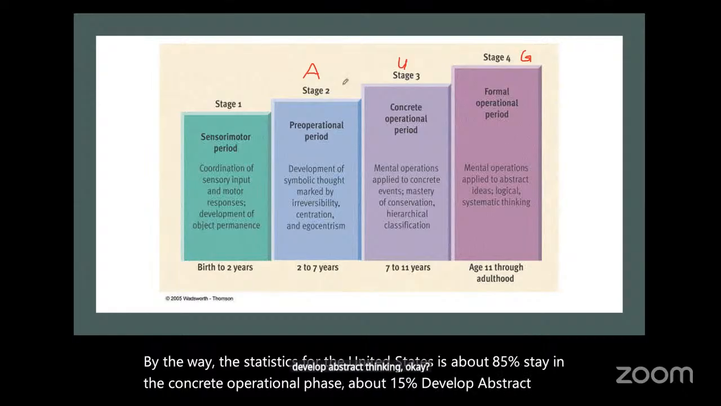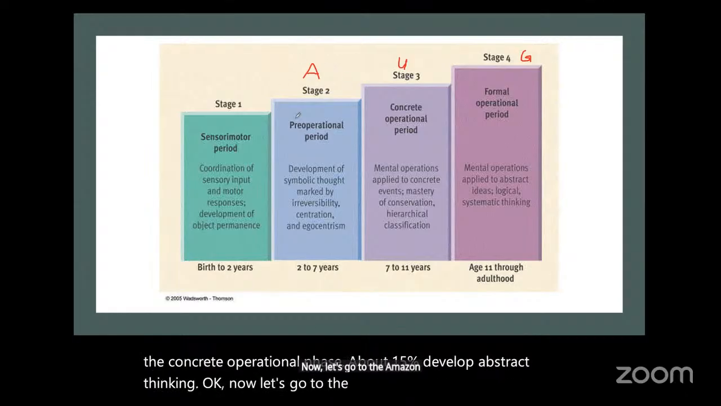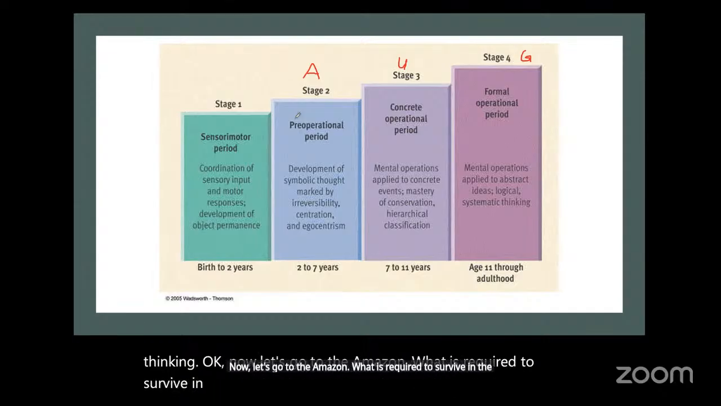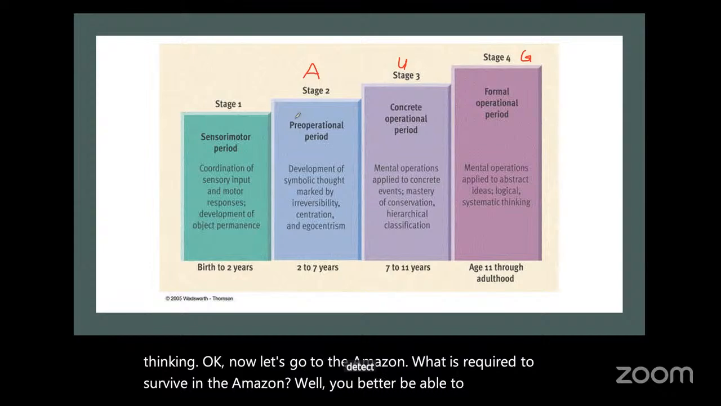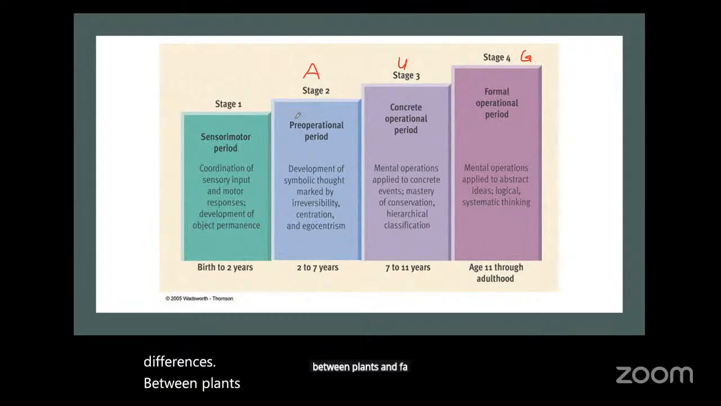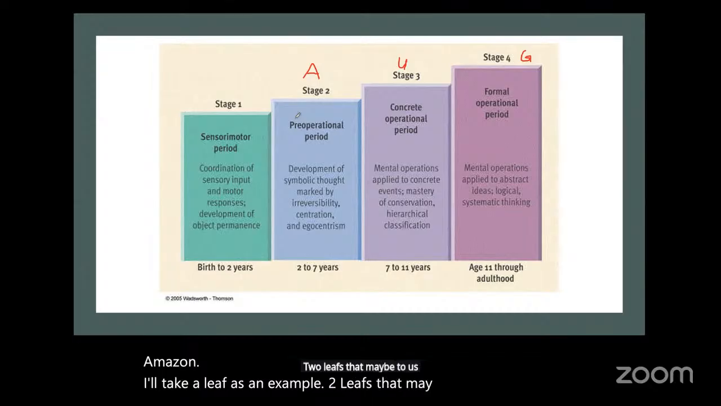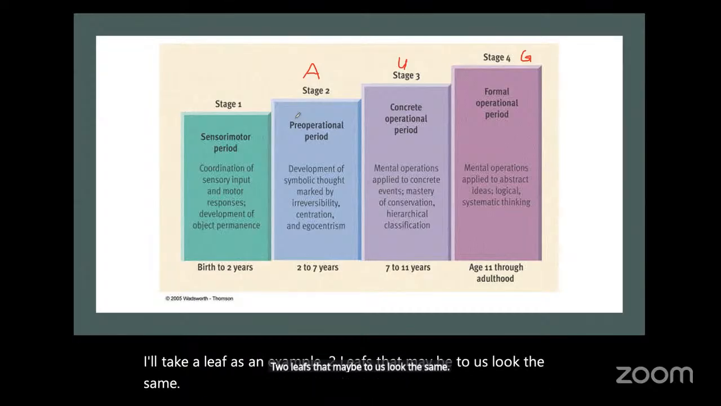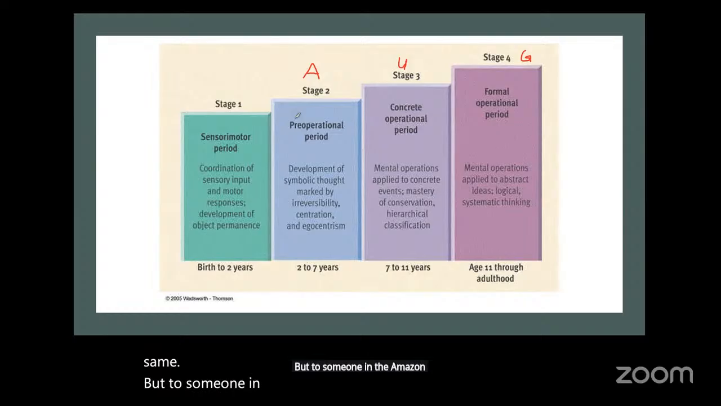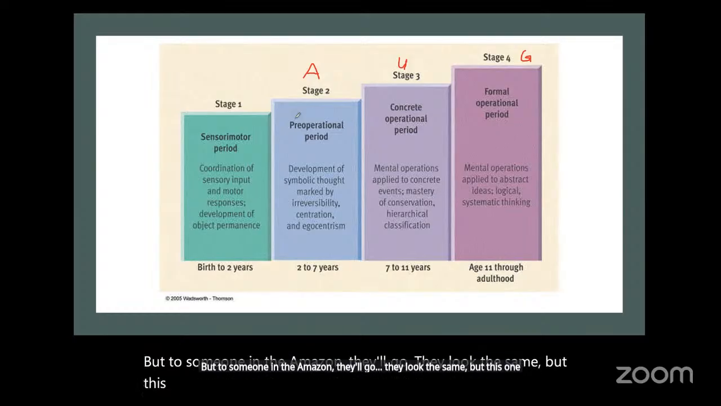Now, let's go to the Amazon. What is required to survive in the Amazon? Well, you better be able to detect minute differences between plants and fauna and everything else. Because in the Amazon, I'll take a leaf as an example. Two leaves that maybe to us look the same, but to someone in the Amazon, this one's poisonous, this one's not.